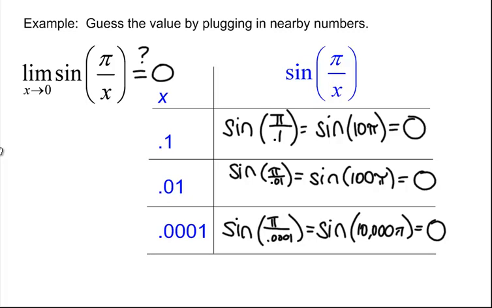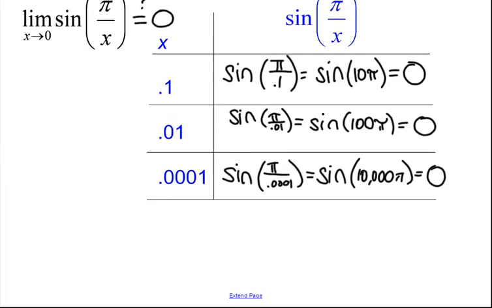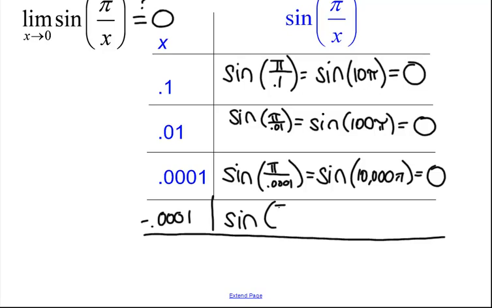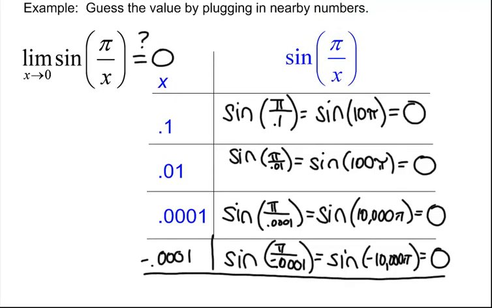Maybe we're worried about limits from both sides. So let's try a nearby point that's negative as well, just to be sure. So let's plug in negative 0.0001. Sine of pi divided by negative 0.0001 is sine of negative 10,000 pi, and that's still 0. All right, so I feel even better about it. This limit, I'm estimating that it's 0.